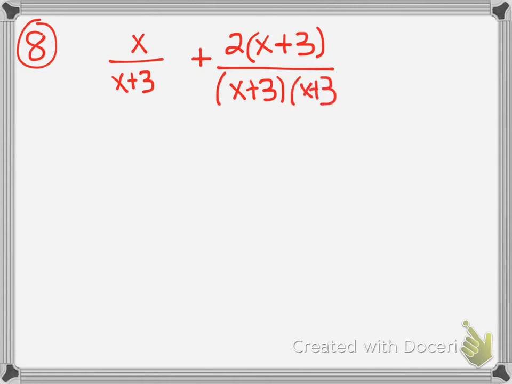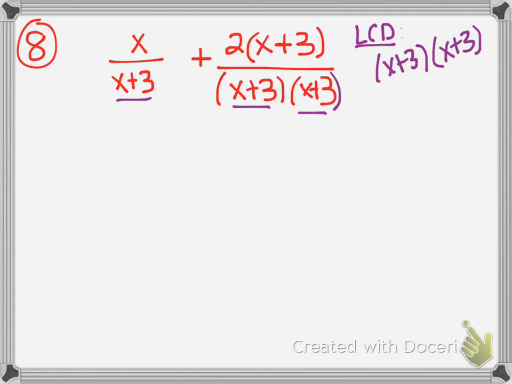So we're going to identify our LCD. I'll do that up here. Our LCD. Now this has 2 x plus 3's. This only has 1. So our LCD is going to be x plus 3 and x plus 3 to have 2. And all that means, though, is that we don't have to touch that right side of the fraction. So this is the only one that gets multiplied by x plus 3 over x plus 3, and we leave the other one alone.